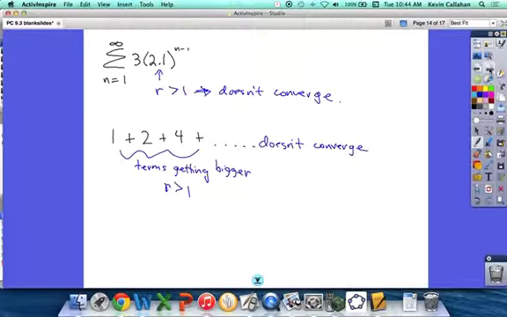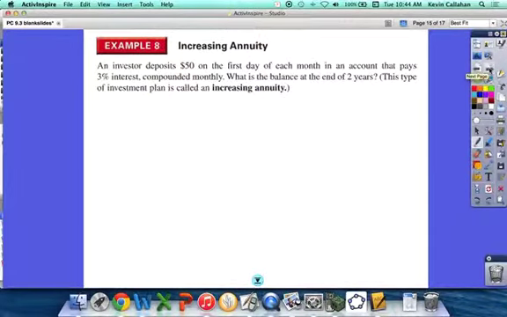One last one. An investor deposits $50 on the first day of each month in an account that pays 3% interest compounded monthly. What is the balance at the end of 2 years? Okay, this is called an increasing annuity.